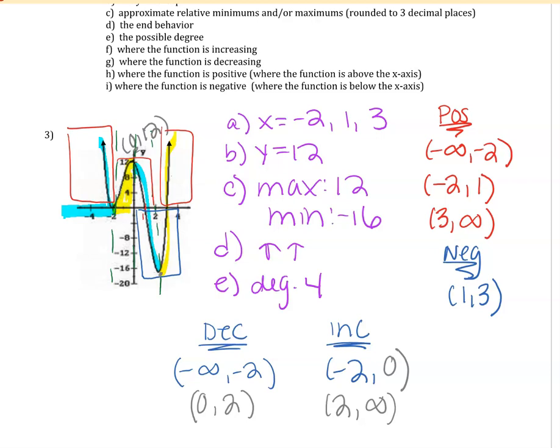Now, this problem doesn't ask for it, but let's say I wanted to come up with a possible equation for this graph. Okay? Let's do roots versus factors. I'm seeing roots or zeros at negative 2, 1, and 3, which means the corresponding factors are x plus 2, x minus 1, and x minus 3. So putting it all together, this would be my function.